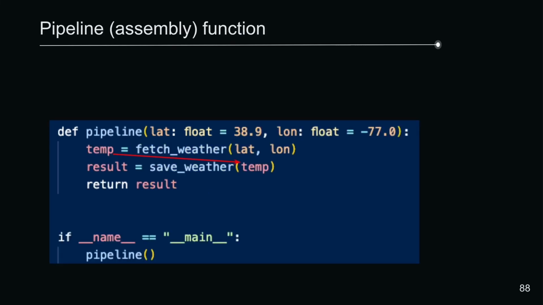Last but not least, we are going to have a pipeline or assembly function that calls the previous two functions in order and passes the output from one function to the next. And then we are going to call our pipeline assembly function in the if __name__ equals __main__ block. Everything that we've seen so far is just basic Python.